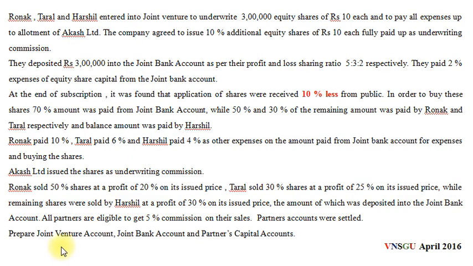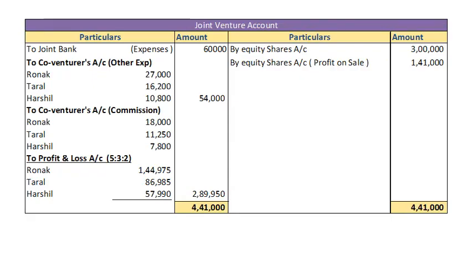Now, after understanding the entire sum and passing almost all the journal entries, let us prepare joint venture account, joint bank account and partners capital account in the books of joint venture. First, we will prepare joint venture account. In joint venture account, on debit side, our first posting is to joint bank account. This is nothing but expenses paid from joint bank, rupees 60,000.